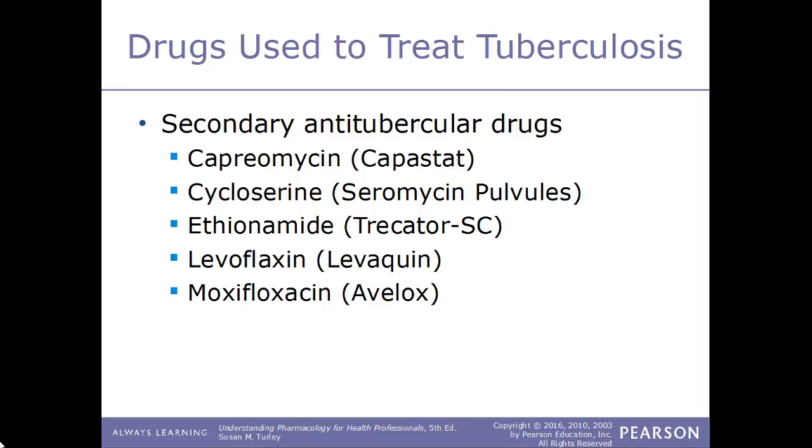Some other examples of secondary anti-tubercular drugs: capreomycin, which is sold as the name Capastat; cycloserine, which is sold as Seromycin Pulvules; ethionamide, which is sold under the name Trecator SC; levofloxacin, which is sold as Levaquin; moxifloxacin, which is sold under the name Avelox.